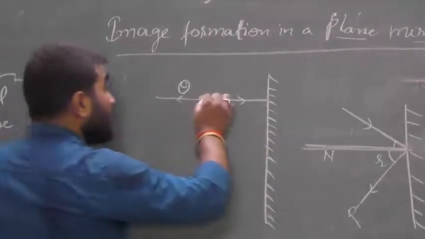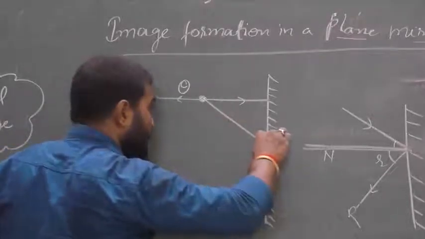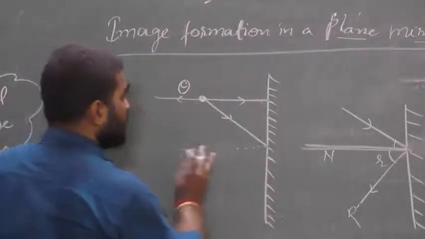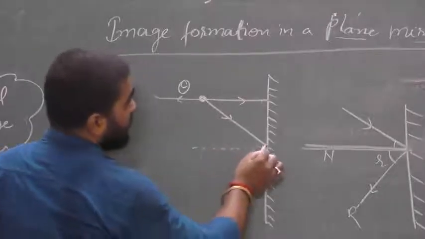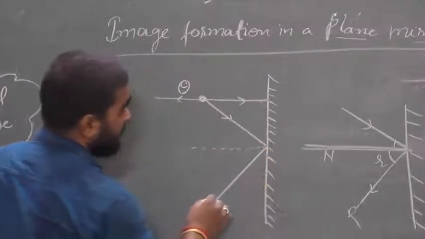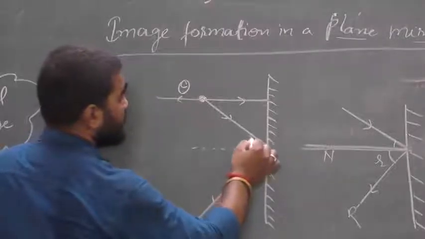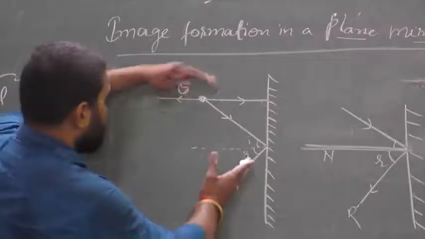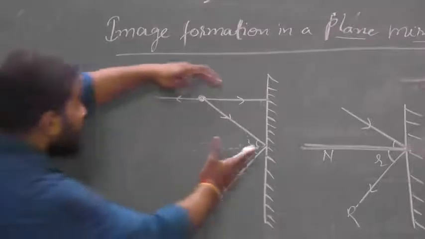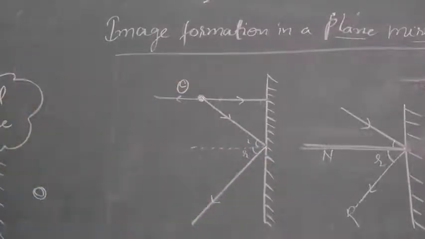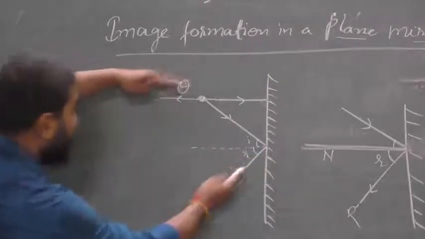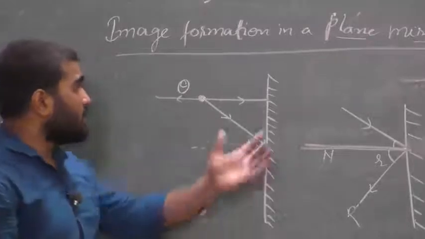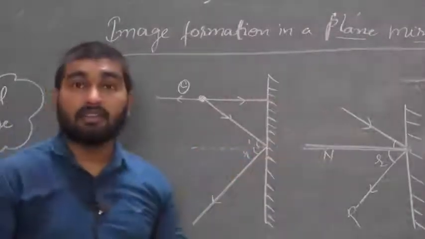Now, another ray is falling on the mirror obliquely at an angle less than 90 degrees. According to the law of reflection, the ray of light will reflect back with the same angle; the angle of incidence equals the angle of reflection. As we can see, these two reflected rays can never intersect each other. So how can an image form here? We can see the image of an object inside the mirror. How is that possible?